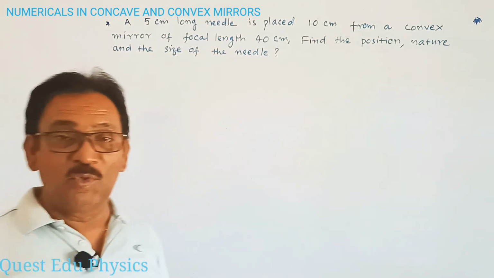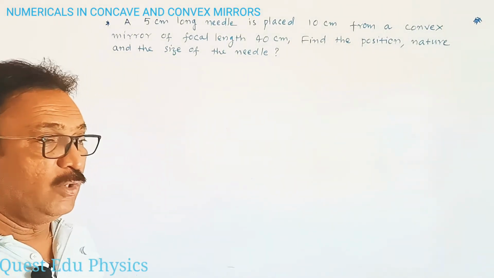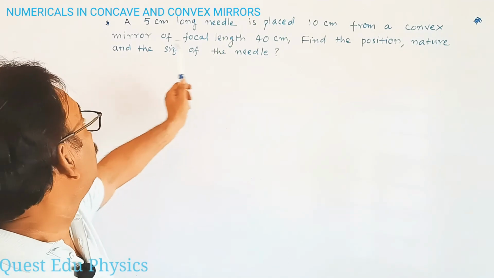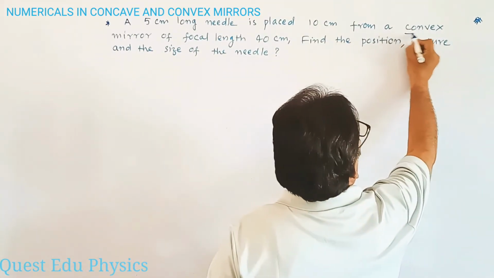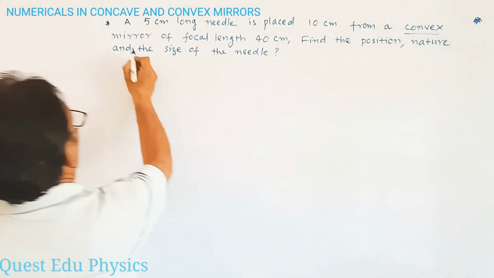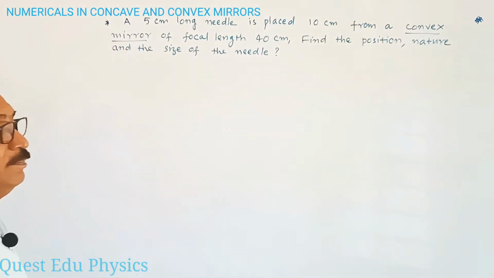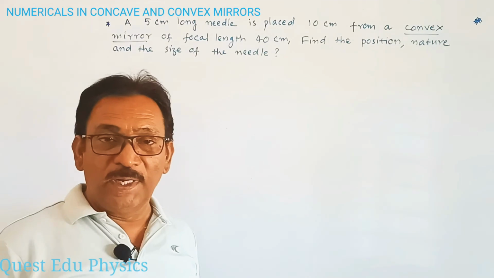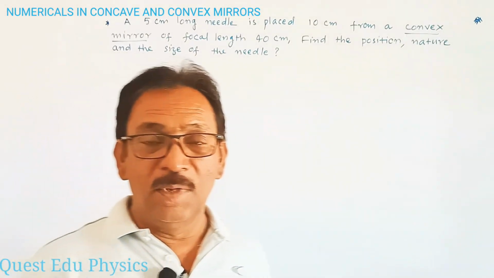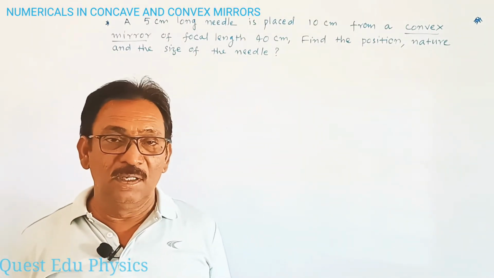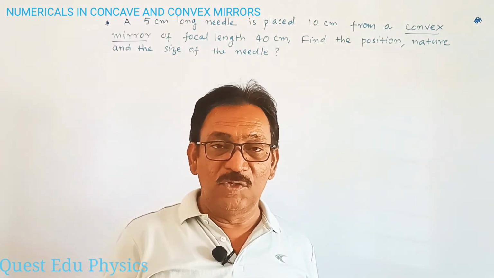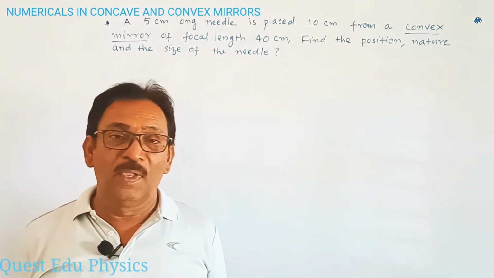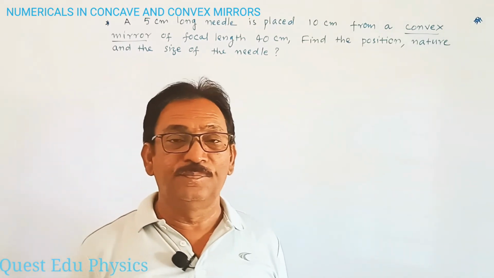Let's do one more problem, students. This time we are doing the problem on a convex mirror. Before, we did concave, and now it is convex. As you know, the major difference between the concave and convex is that the convex is a positive mirror, meaning its focal length is positive, whereas the concave is negative.